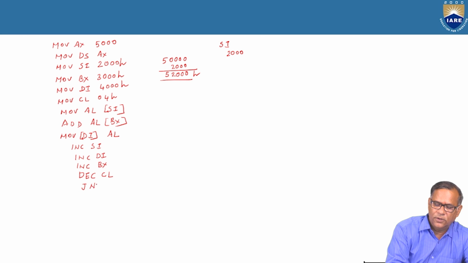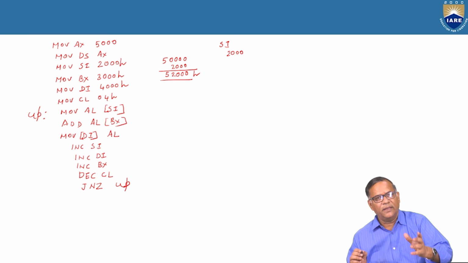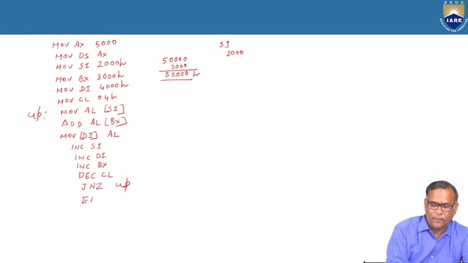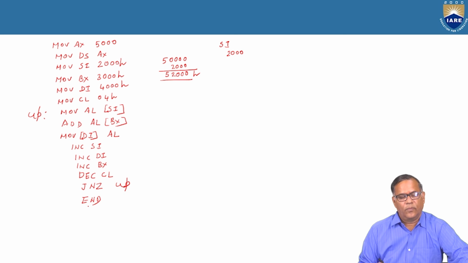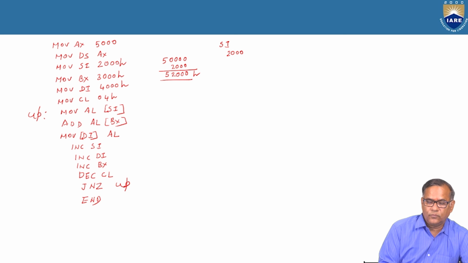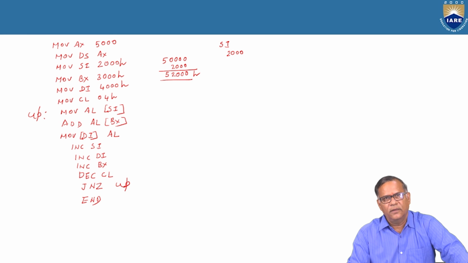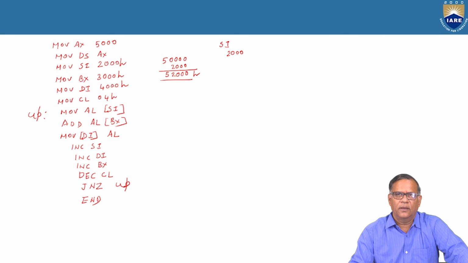So, jump not zero, up. So this is the up label. The control should go here. So this is where the zero flag is used. And after that, we end the program. So this is one example where the zero flag is used. Similarly, we can use the carry flag also for various applications.